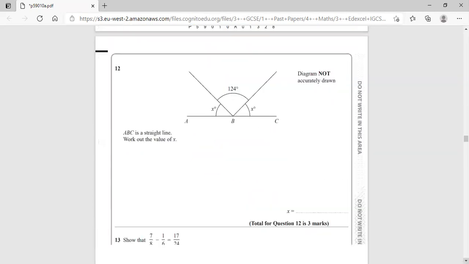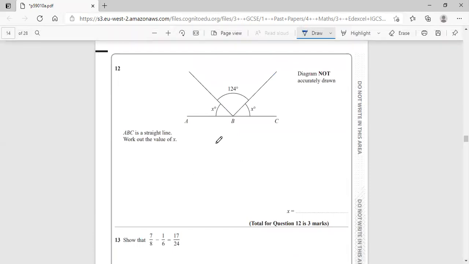Let's go on to question 12. ABCD is a straight line. Work out the value of x. Angles on a straight line always equal 180 degrees. You need to remember that. Angles across a straight line equal 180 degrees, so this whole thing here is 180 degrees.